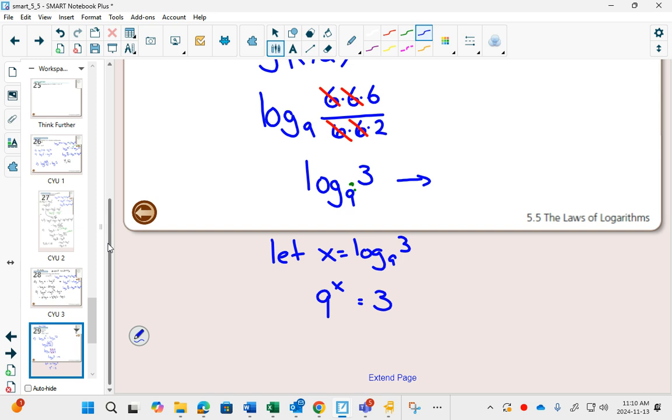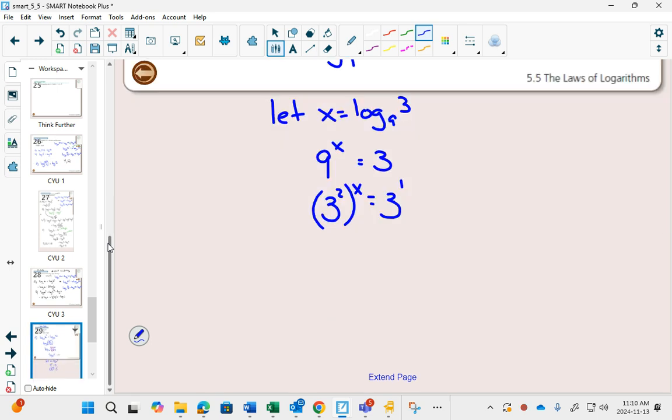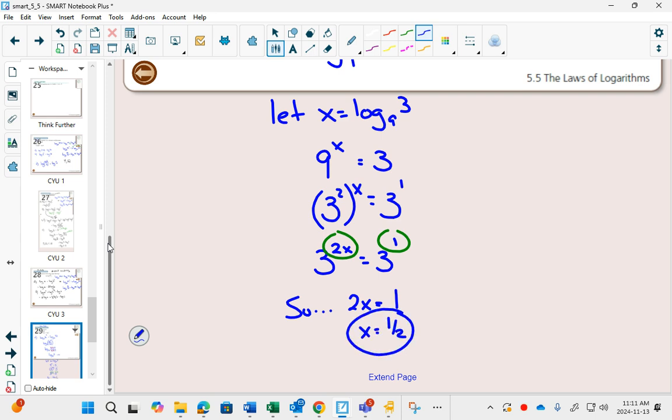And are those on your same powers chart column? Yes. Can you change them to the same base? Yes. I could change the 9 to 3 squared. This is 3 to the 1. So I have 3 to the 2x equals 3 to the 1. So 2x is equal to 1. And the answer is 1/2.